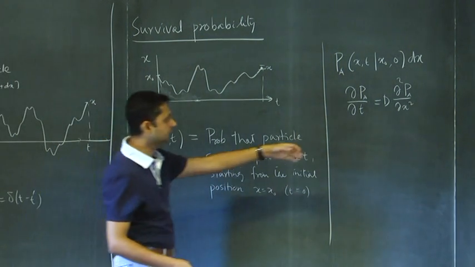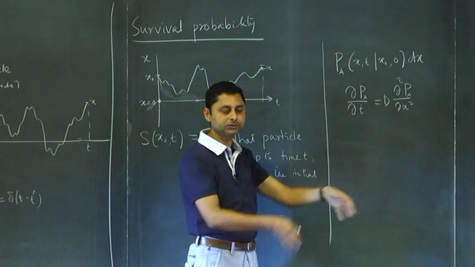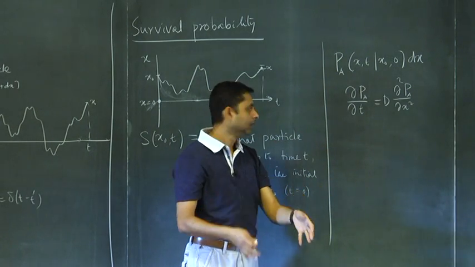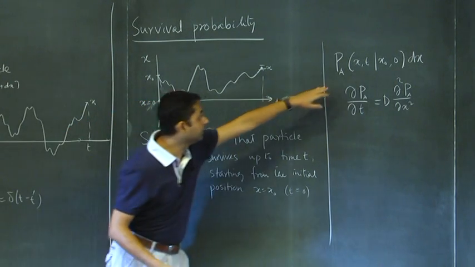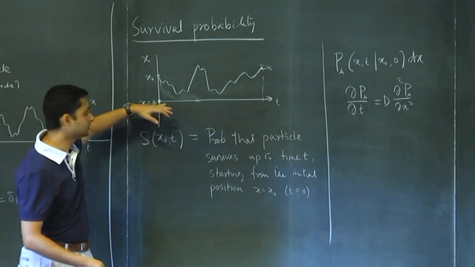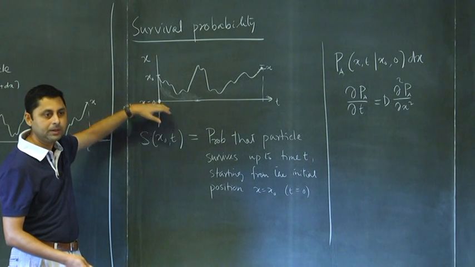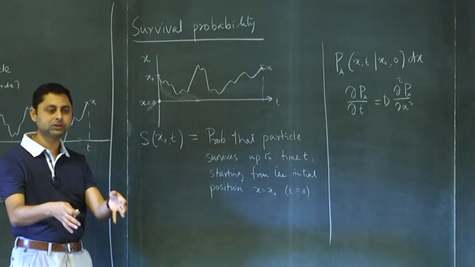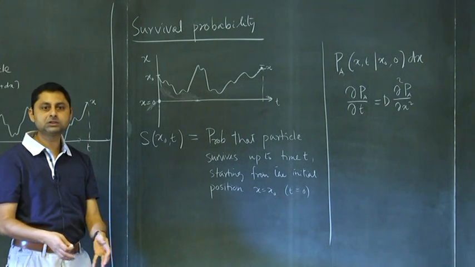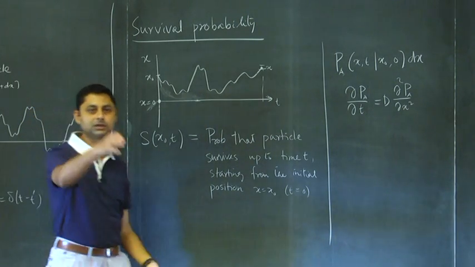So that must satisfy the same equation because these differential equations are derived locally. The condition that the probability does not cross this origin must come in the boundary condition. So you can have the same differential equation with different boundary conditions, and it will give you different answers.